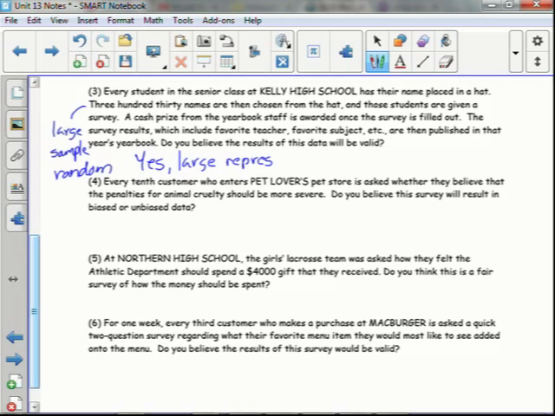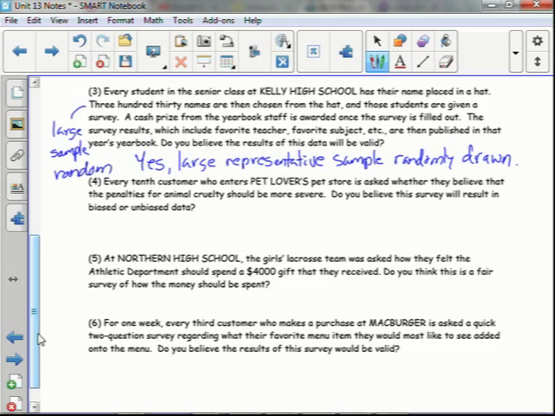representative sample, randomly drawn. Okay. So you just want to be able to defend your argument one way or the other. Okay. Let's do one more.